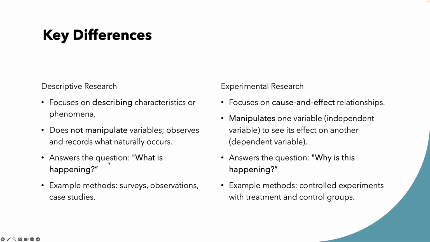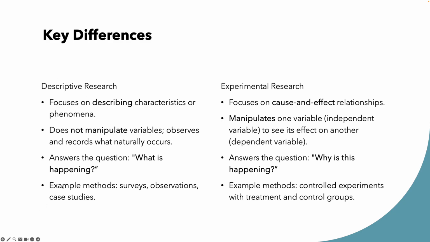In this one, we answer the question, what is happening? And in this one, we answer the question, why is this happening, right? And we try to get at the why by manipulating these variables. And some examples of these methods, and the reason I'm going to give you these examples is because you guys are going to be looking up your own research very soon, and you have to know the types of research that fall under this category, right?